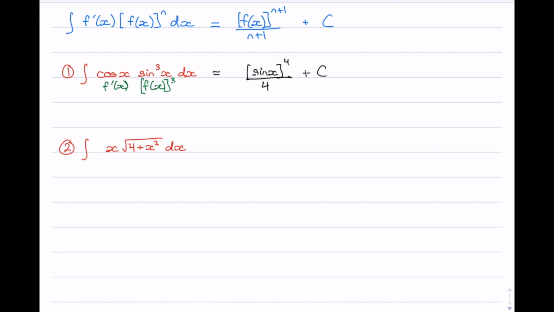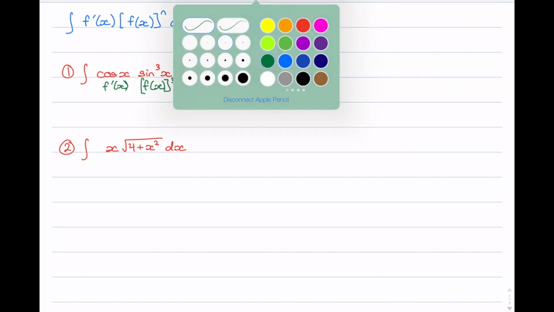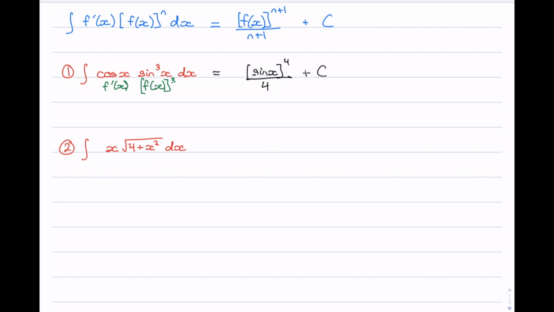Our second example is an interesting one. We have the integral of x times the square root of 4 plus x squared dx. Now, usually when we deal with integrals where we have something of the form square root of a squared plus x squared popping up in the integrand, what we tend to do is make the substitution x equals a tan theta. That's because this then turns into the square root of a squared plus a squared tan squared theta, and then this simplifies quite nicely using a few trig laws to a sec theta.